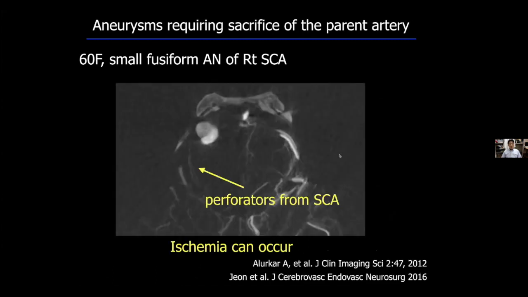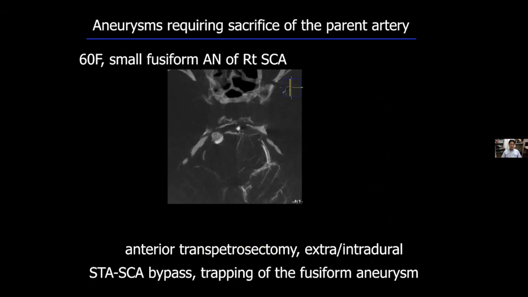But in the literature, some ischemic symptoms can occur by sacrificing the SCA because of the occlusion of the perforators from the SCA to the brainstem. So we had a discussion with our patient, and she chose to have the open surgery consisting of the STA-SCA bypass and the trapping of the fusiform aneurysm. For this surgery, we chose the anterior transpetrosectomy using the extradural and intradural approach.